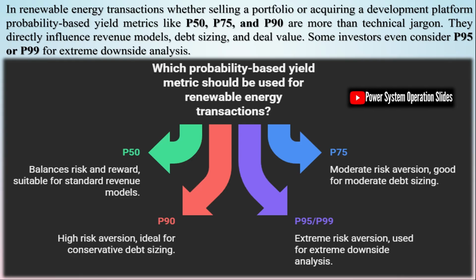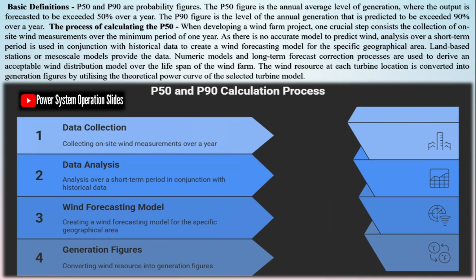P99 is even more conservative, indicating that the project is almost certain to generate above that level, though the estimated output is much lower. As the P number increases, the reliability of the forecast improves, but the projected generation becomes smaller. In power system operations, these values are crucial for balancing reliability and efficiency. If an operator schedules renewable generation based on P50, they assume average conditions and maximize renewable use, but they also face a high risk of underproduction, which forces them to rely more on reserves or backup units.